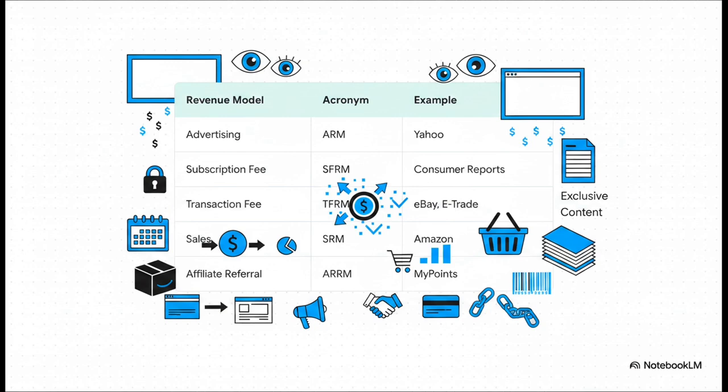Amazon, as we all know, relies heavily on the classic sales revenue model, making money by directly selling goods. And then you have sites that steer business to affiliates for a referral fee, the affiliate referral model, like MyPoints. Basically, every successful site you visit uses one or a combination of these exact blueprints.